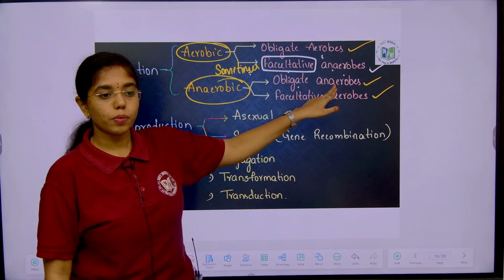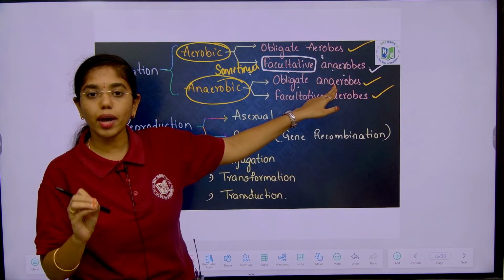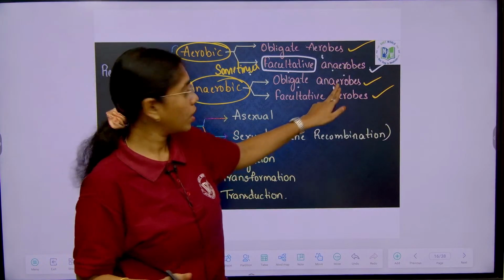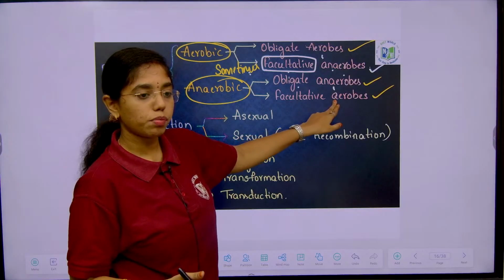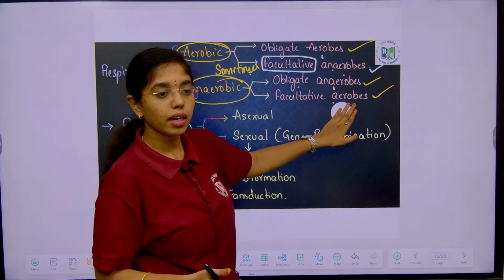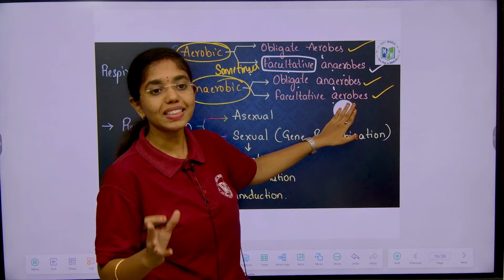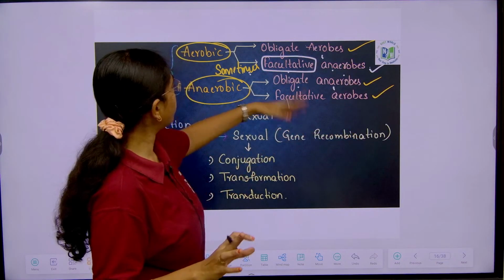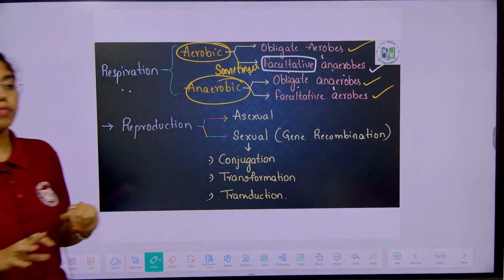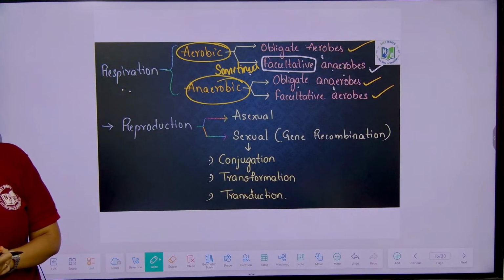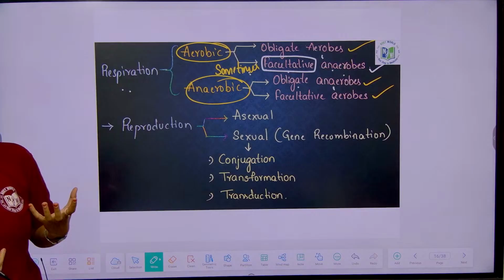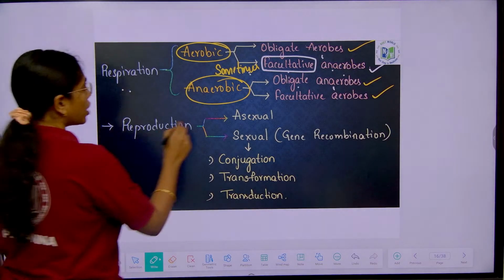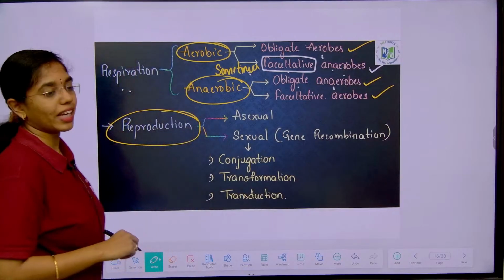Obligate anaerobes, definitely it should require what? Anoxygenic conditions only to oxidize the food. Facultative aerobes, sometimes only it acts like aerobe. Most of the times it is anaerobic only. Understood all? So, these are the 4 different modes of respiration performed by different bacteria. We need to know the meaning of the term and the examples, enough for marks. Okay. Reproduction, 2 types of reproduction we can see.